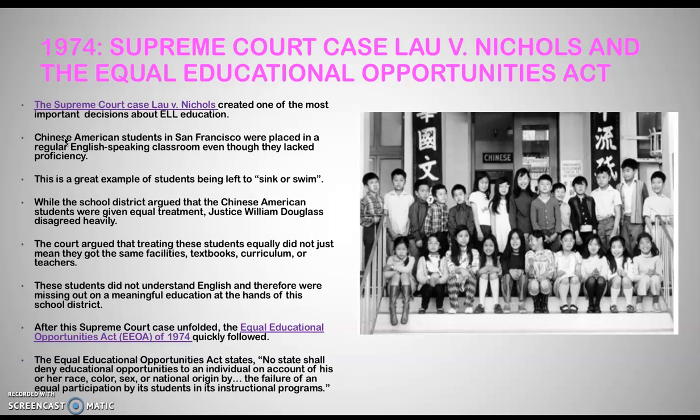While the school district argued that the Chinese American students were given equal treatment, Justice William Douglas disagreed heavily. The court argued that treating these students equally did not just mean that they had the same facilities, textbooks, curriculum, or teachers. These students did not understand English and therefore were missing out on a meaningful education at the hands of the school district. After the Supreme Court case unfolded, the Equal Education Opportunities Act of 1974 quickly followed.